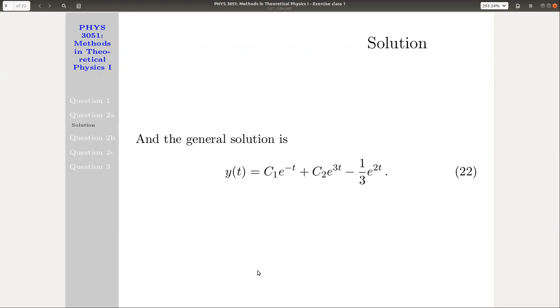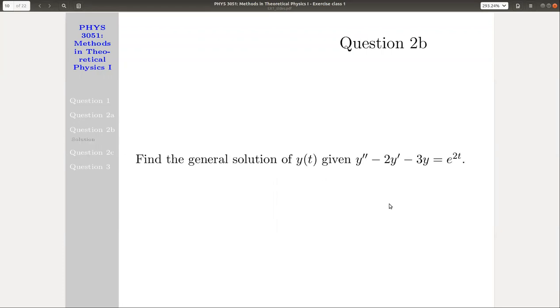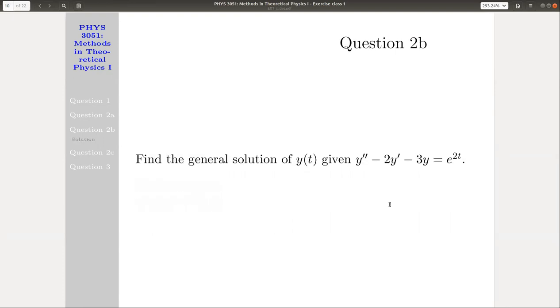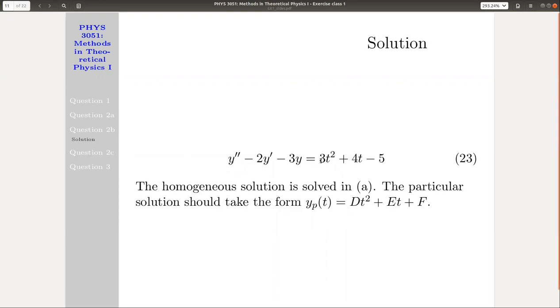So the last thing to do is to add the homogeneous solution and the particular solution together to get your general solution. So this is the solution for 2A. And then for 2B, oops, I think there's a typo.